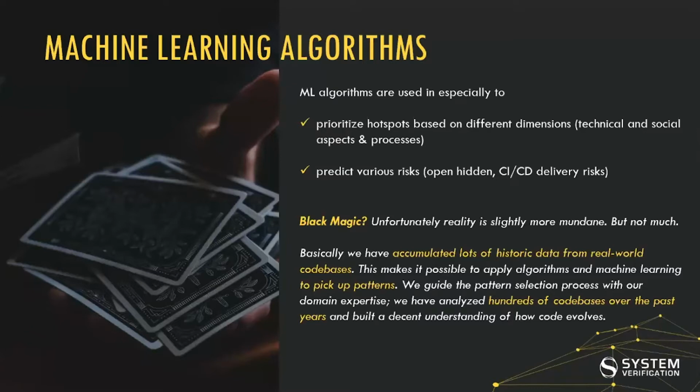Yeah, machine learning is a heavy part. And is it really black magic? Not exactly, but we're really, really close. And the good part here is you can really prioritize the hotspots based on different dimensions. Is it technical or social? But you can also predict various risks. These can be open risks, hidden risks, as well as CI/CD delivery risks.